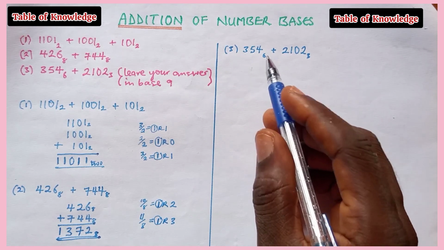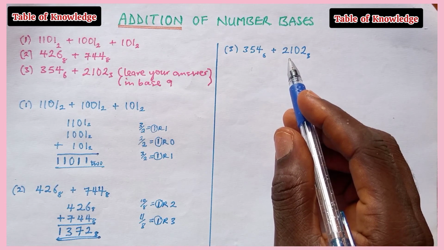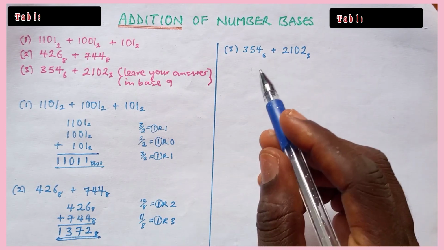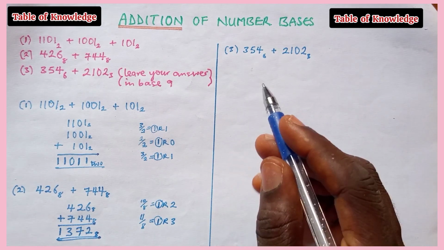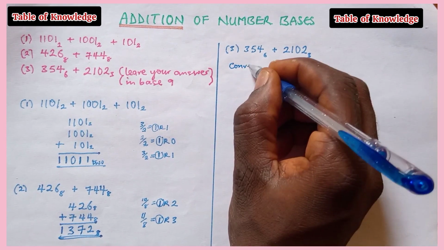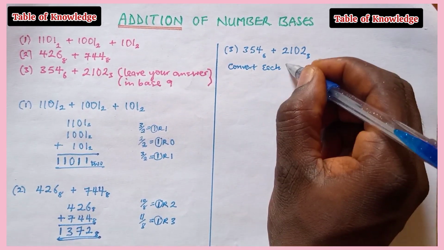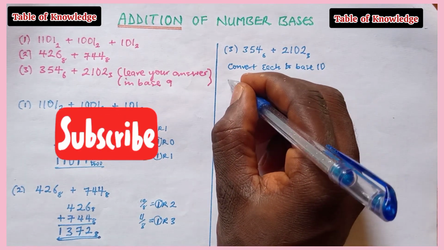So what we have to do is convert each of these number bases to base 10, then add the numbers together in base 10, and then convert the answer to base 9. Okay, so that is how it is done. So we'll convert 354 base 6 to base 10, convert 2102 base 3 to base 10, and then add the numbers together.